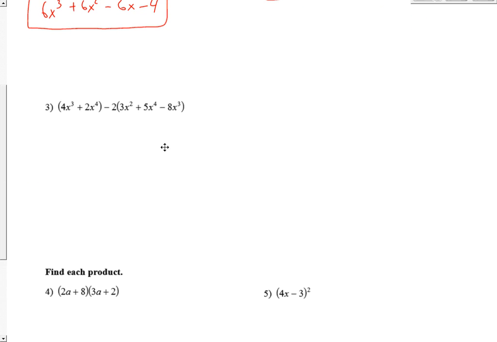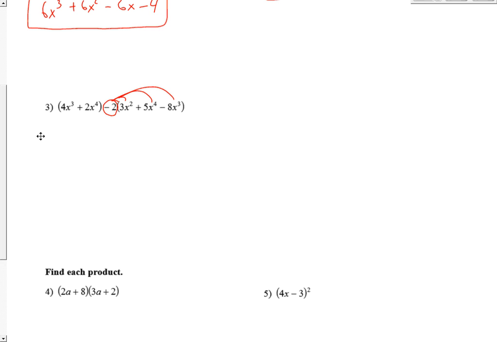Looking down at number 3, I have 4x cubed plus 2x to the fourth minus 2 times the second polynomial of 3x squared plus 5x to the fourth minus 8x cubed. So what I need to do is I need to distribute the negative 2. Once I distribute the negative 2, I don't have any more parentheses here, and I will just combine like terms.